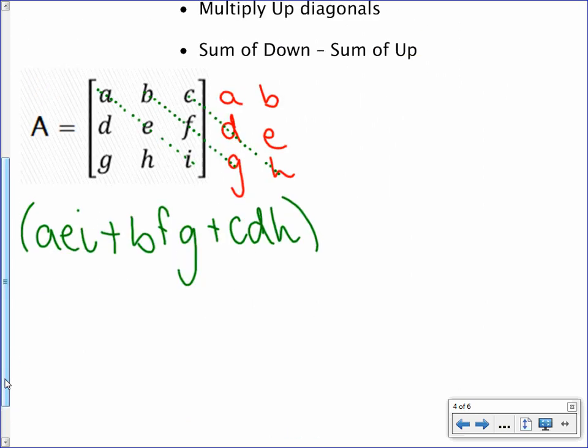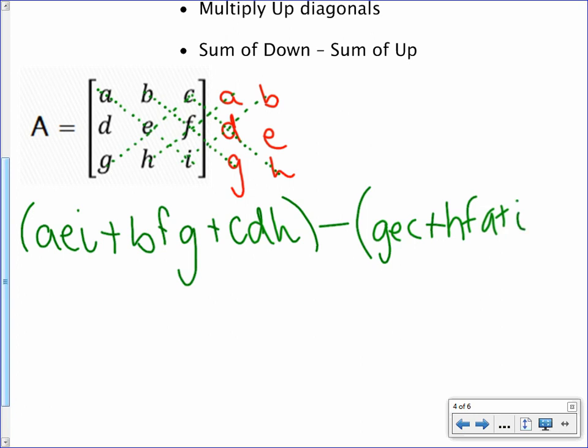Okay. Now, I said that wrong. Sorry, those are our down diagonals. Now we're going to subtract the sum of our up diagonals. Okay, so you're going to start in the bottom left corner now and work your way up. So G times E times C. You're going to add that to H times F times A. And you're going to add that to I times D times B.